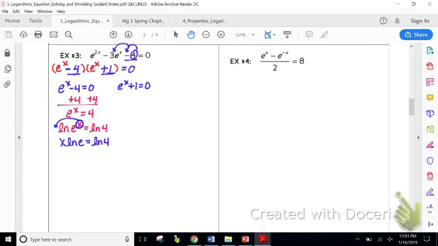And what do we know about the natural log of e? It's 1. And 1 times x, then it's just x, isn't it? So x is the natural log of 4, which is what? Approximately, rounded to 3 decimal places, 1.386. All right. Now we've got to do the same thing to the other one. So let's get e to the x by itself first.